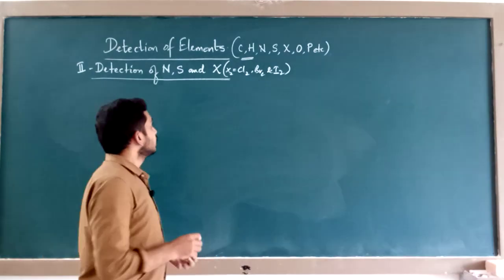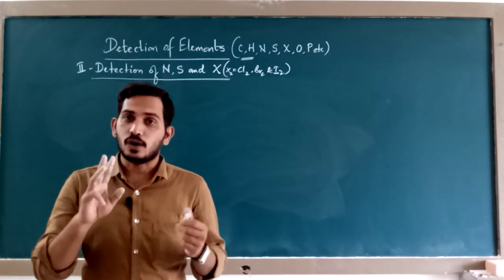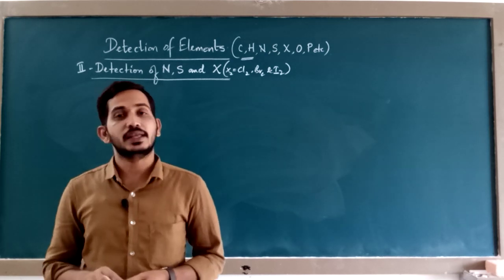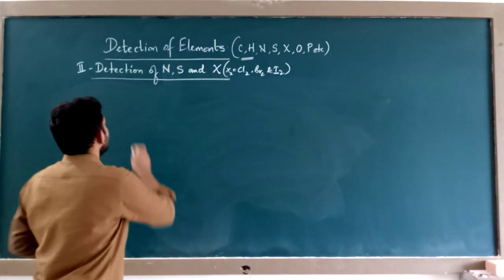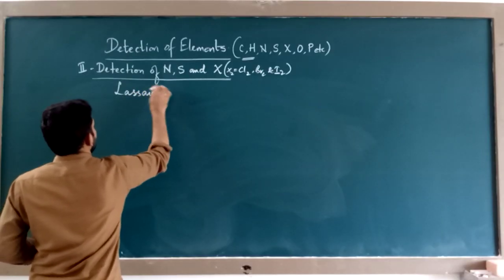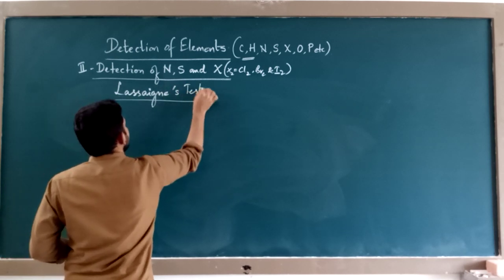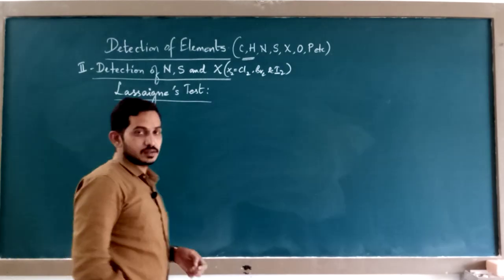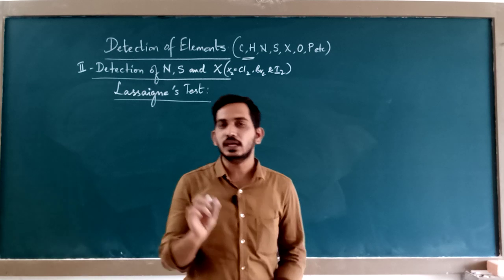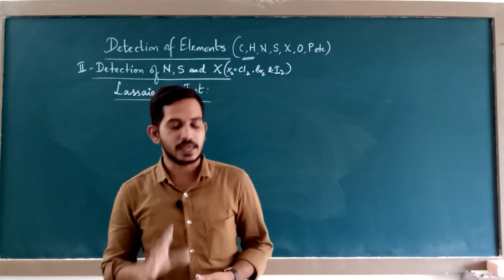Now come back to detection of nitrogen, sulfur and halogens. All the three elements are identified by one method. That method is called Lassaigne's method or Lassaigne's test. Name is very good, Lassaigne's method. Some books say G should be silent, so it could be Lassaigne's test or Lassaigne's method.